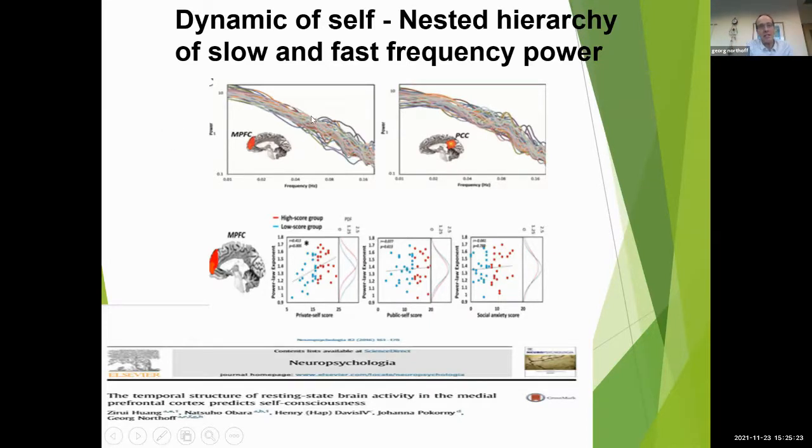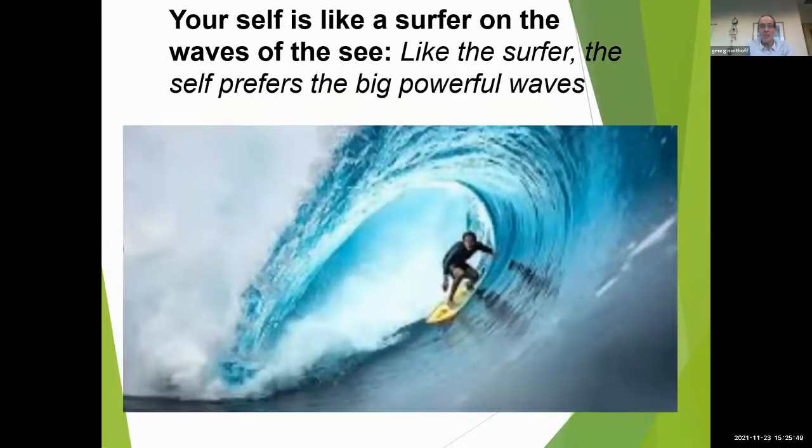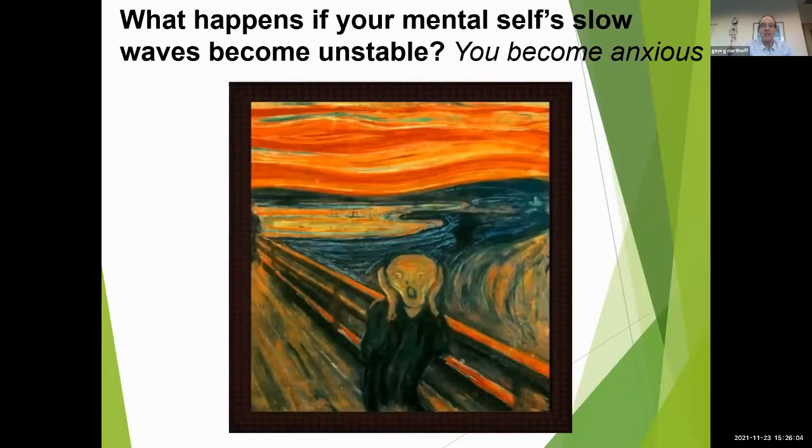Also, I want to focus your attention on each of these lines. This is frequency, this is power. You see more power in the slower frequencies, and you see huge inter-individual variabilities, as each line is one subject. But that's not noise. That is real because we are all inter-individually different. So then again, you see sort of the Russian dolls example. Here you see my other analogy. The self is like a surfer. The surfer likes big, powerful waves because they're temporally continuous and she or he can surf on them and has to align to them. And that's exactly what your self does.